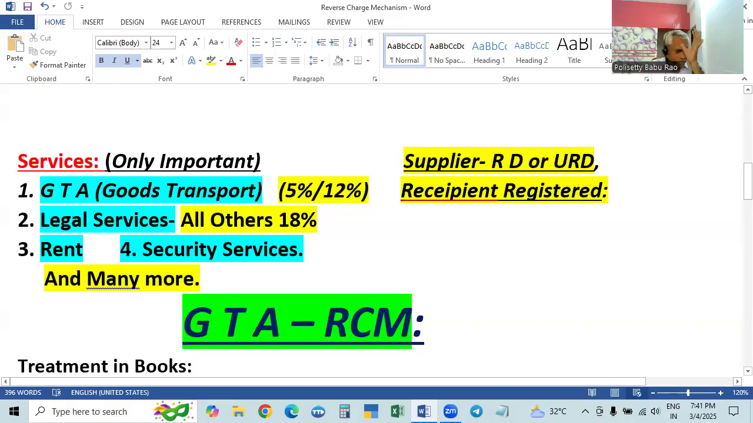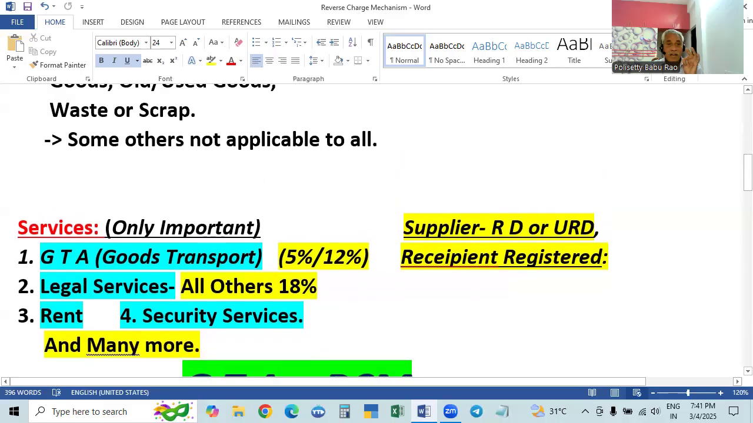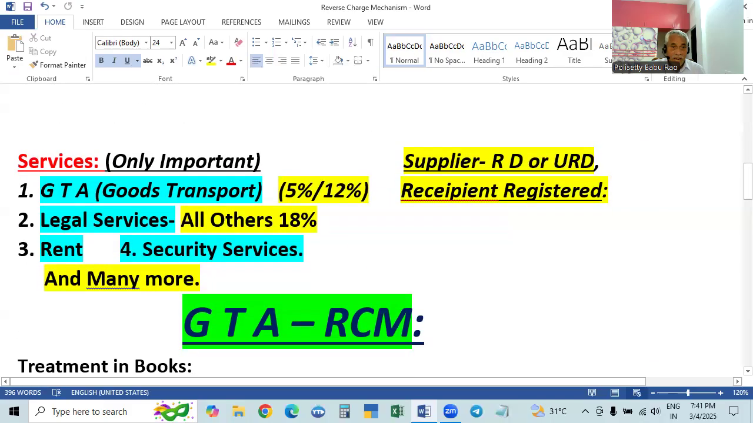The very, very important one is GTA, meaning Goods Transport Agency. This is the first one: transport services rendered by a GTA only, not by every transporter. What is the meaning of GTA? We will learn later. The goods transport service given by the GTA comes under the reverse charge mechanism, and the transporter, that is the supplier of the service, the goods transport agency, cannot collect tax.